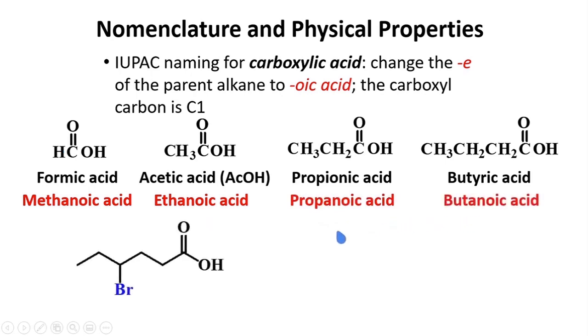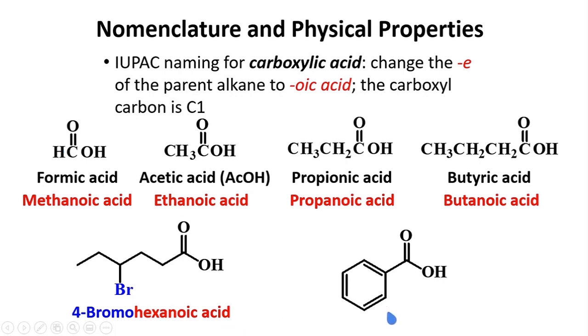If we have a substituent, such as in this case here, the carboxyl carbon is C1 and the bromo group is located at C4. The name of this compound is 4-bromohexanoic acid. Here's a common compound we normally encounter. The common name and IUPAC name of this compound is benzoic acid, or BzOH.